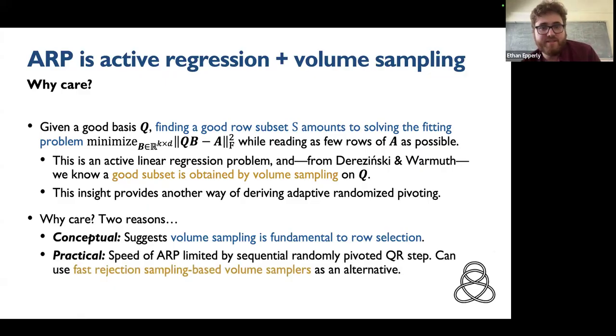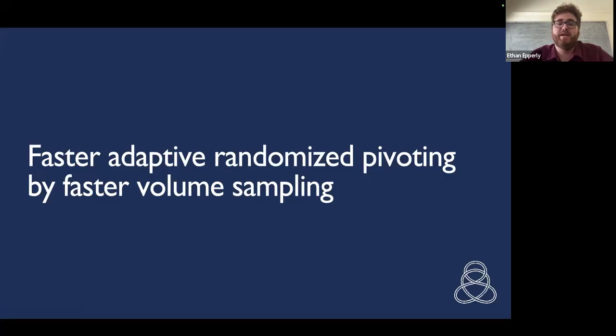May or may not be interesting to you. But I think the second point is even more convincing: the speed of adaptive randomized pivoting is limited by the sequential randomly pivoted QR step. And by noticing this connection between adaptive randomized pivoting and volume sampling, we can use fast rejection sampling based volume samplers to speed up the adaptive randomized pivoting algorithm. And I'll now tell you a little bit about that.